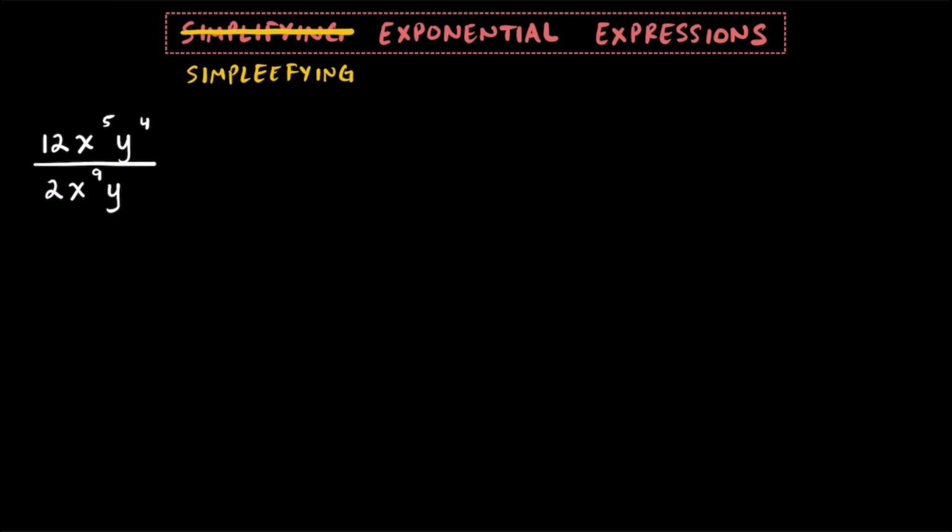So for this first example, we have 12 times x to the 5th power times y to the 4th power, all over 2 times x to the 9th power times y. Now the way I like to do these is start by color coding each of the pieces. These coefficients are going to work well together, as will these x's, as well as these y's. And don't forget this y in the denominator has an exponent of 1, it's just invisible.